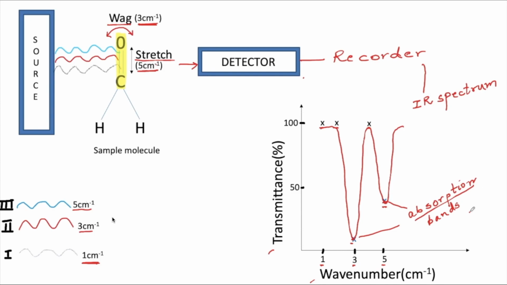Note one thing here, that the wave numbers which I have shown for stretching and wagging vibrations, I have taken them too small to make things clear to you in a simple way. Otherwise, in actual, they occur at higher wave numbers. So kindly keep that in mind. I hope with this small example, the principle of IR spectroscopy will be clear to you.